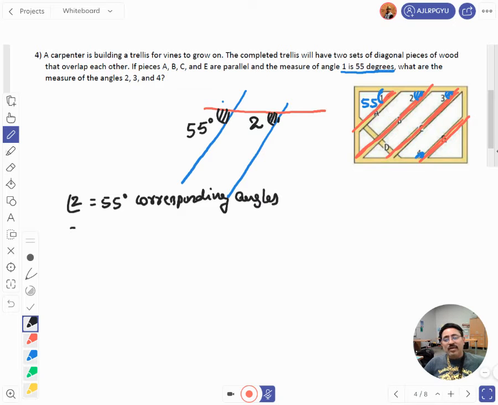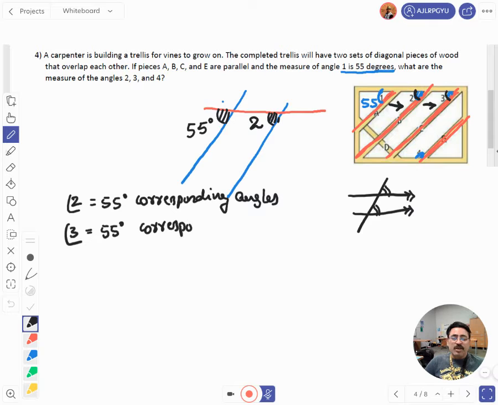Even angle 3 also, if you take angle 3, please notice that these angles have the same shape, and I hope you remember that when two lines are drawn, these angles which have the same shape are called corresponding angles. These two parallel lines are intersected by a transversal, therefore the angles on the same side of the transversal are called corresponding angles. Therefore angle 3 is also 55 degrees. What is the reason? Corresponding angles.